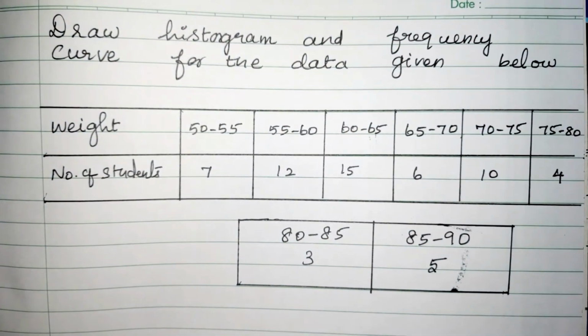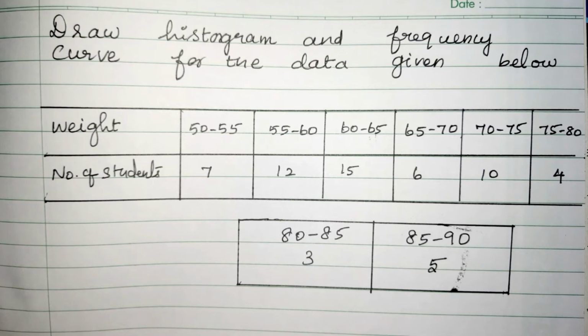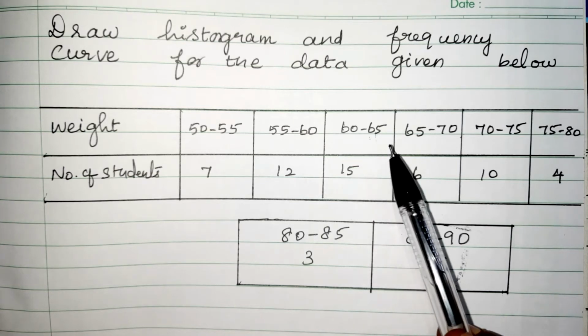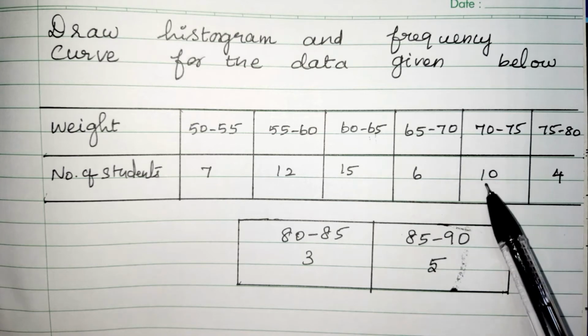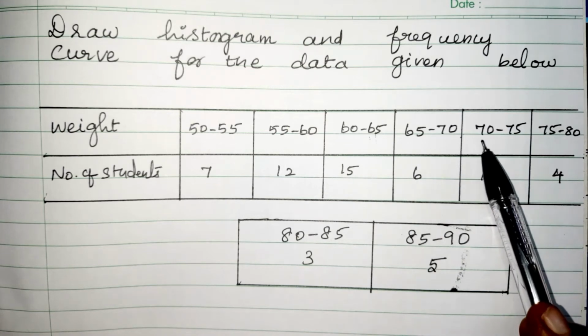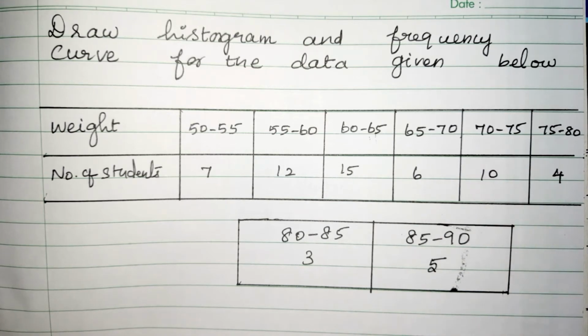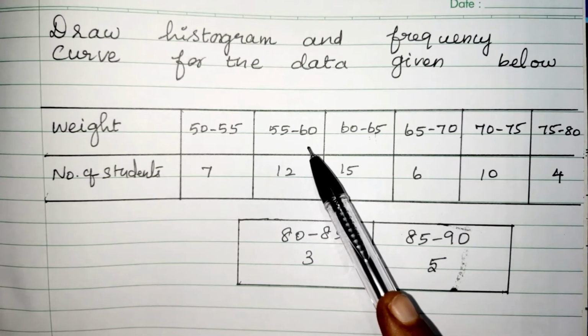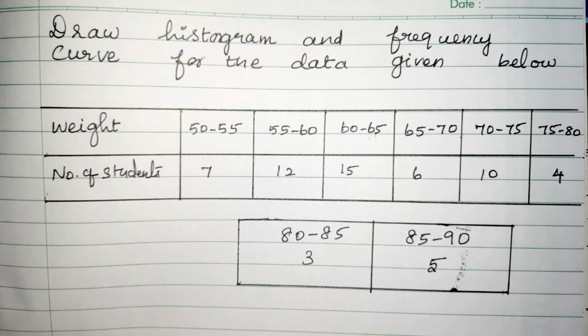The next question is: draw a histogram and frequency curve for the data given below. Here the weight range and the number of students are given. The weight of 15 students is in between 60 to 65. The weight of 10 students is in between 70 to 75. The weight of 12 students is in between 55 to 60. We have to draw a frequency curve for this data.